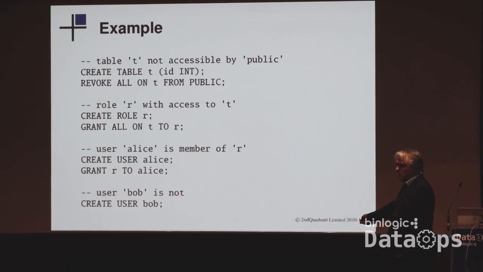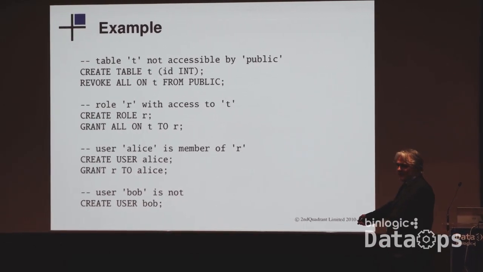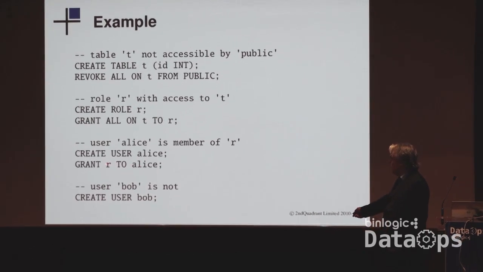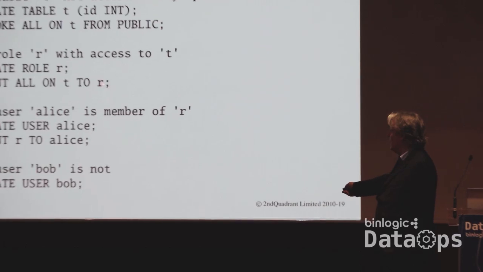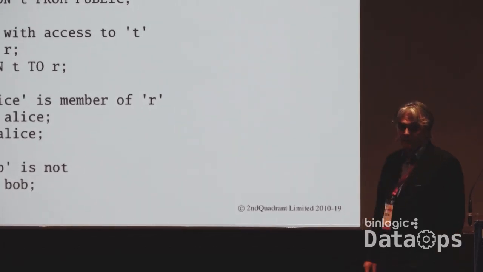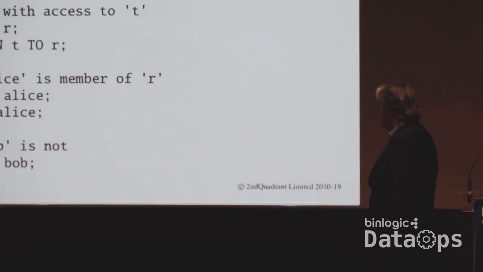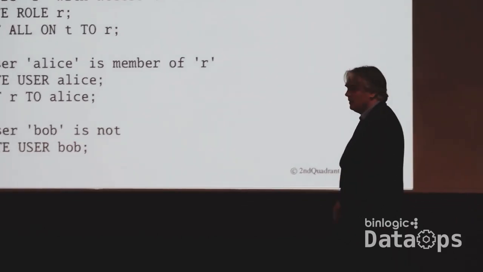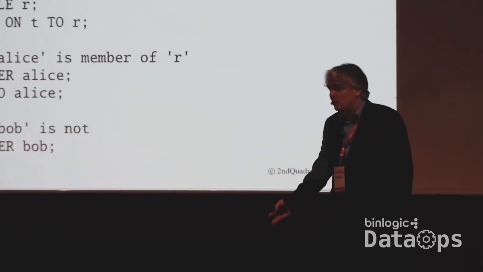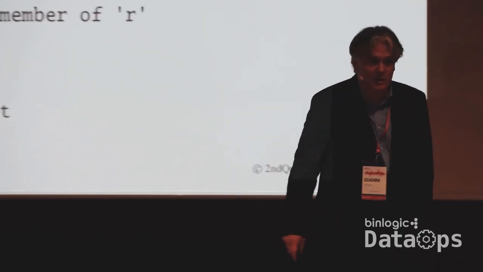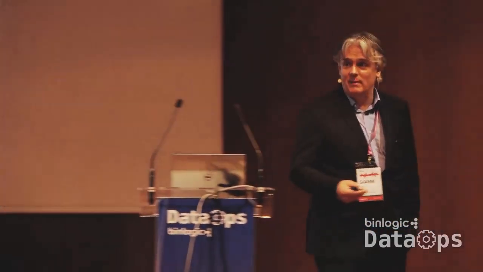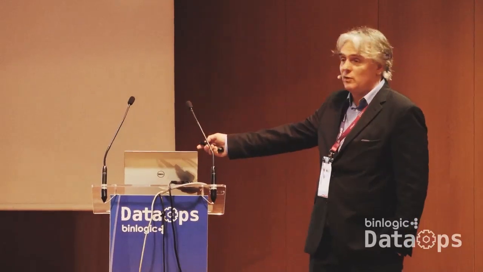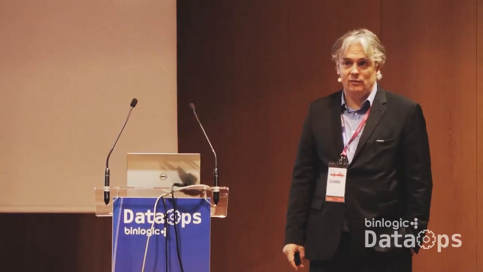This way, we don't specify what Alice can do. We specify that Alice can become R. And then we did say before that R can use the table T. When we create a user Bob, the user Bob cannot do anything initially because he's a member of the public, but to be a member of the public, you cannot use T because the public cannot do anything on T.